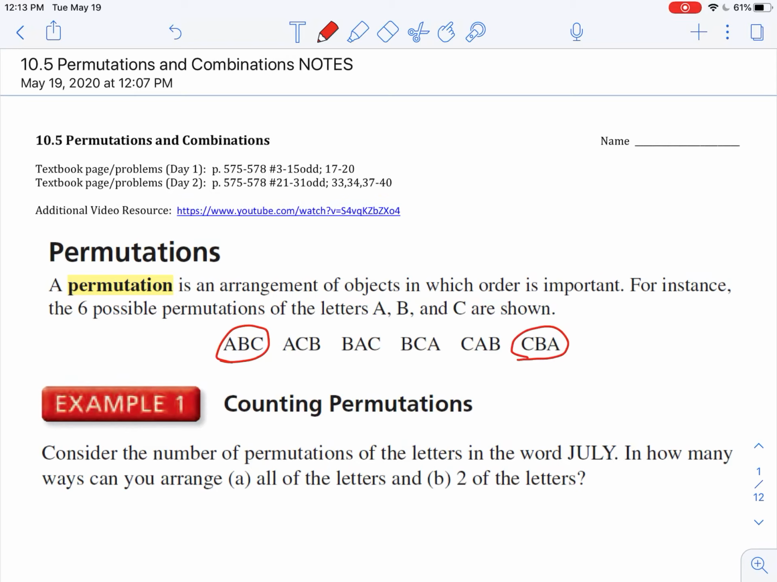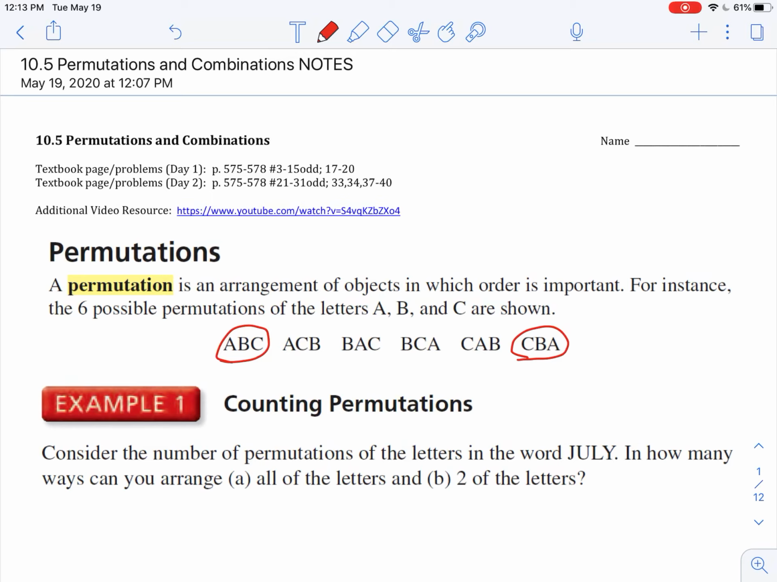And what we're saying is that if we think of these as words, even though nobody thinks of ABC as a word, those would be different words. Now, they have the same letters, but they are different because the order is different. So a permutation is an arrangement of objects in which the order is important. So let's take a look at example 1 and see if we can do a couple problems that make use of this idea. So example 1 says, consider the number of permutations of the letters in the word July.